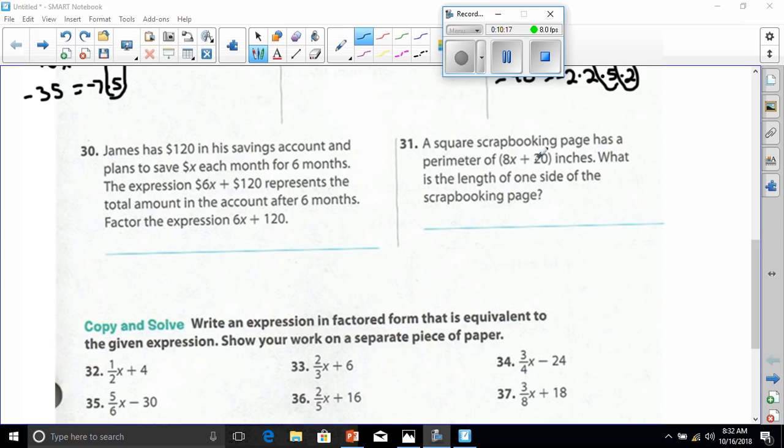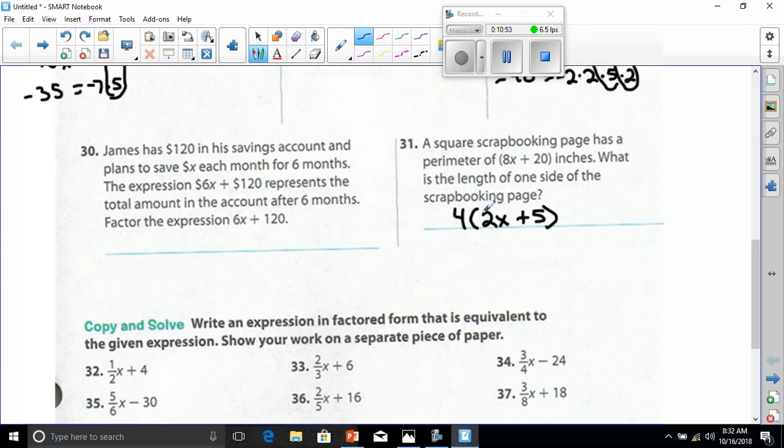All right, so one side, a square scrapbooking page. So we know that 8x and 20 are both divisible by 4. And since they're saying it's a square scrapbooking page that has that perimeter, what is the length of one side of it, right? We're going to have to divide that by 4. So 4 will be our greatest common factor. 4 goes into 8x 2x times. And how many times does 4 go into 20? Well, 5.